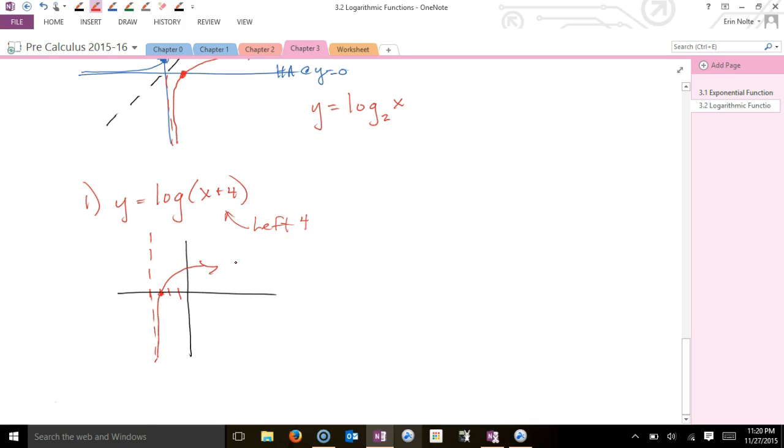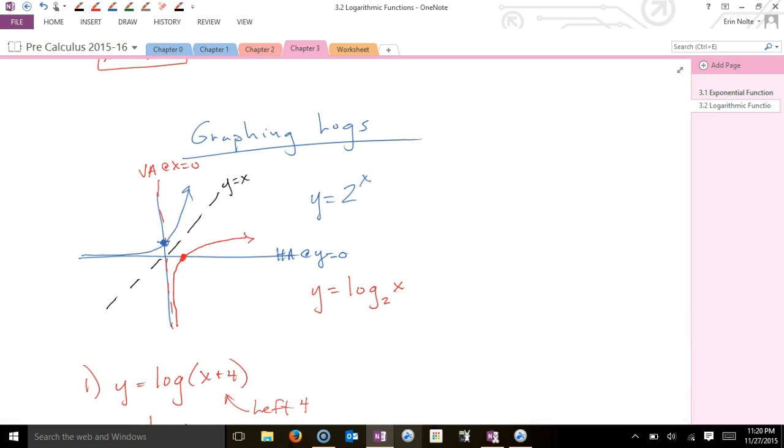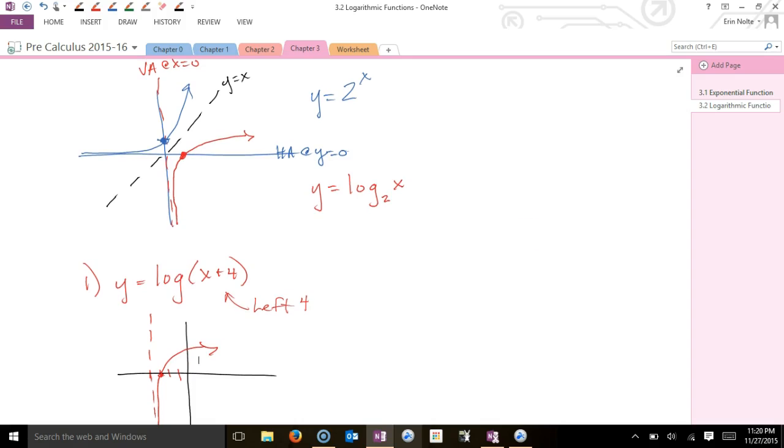Because if you were going to convert that into exponential form, you need the y equals x line, and you flip it over that. That's what makes it a log function. That's where I came up with the parent function. So I took the red function that I drew up here, and I'm using that as my parent function. Now I'm just shifting it around.